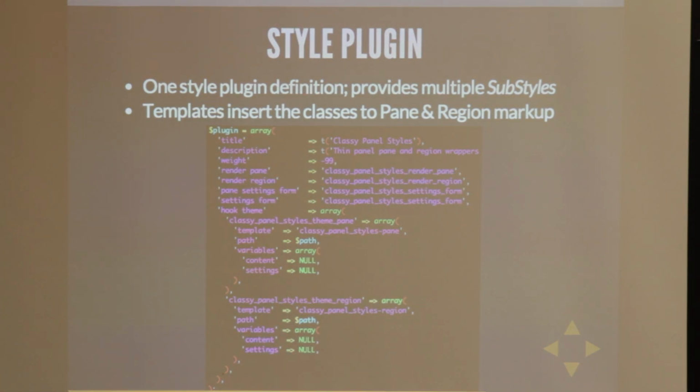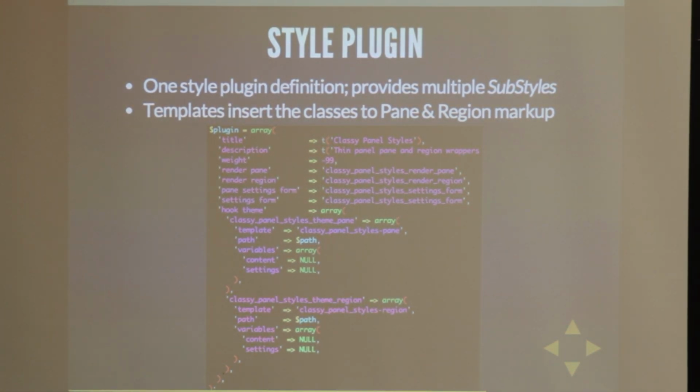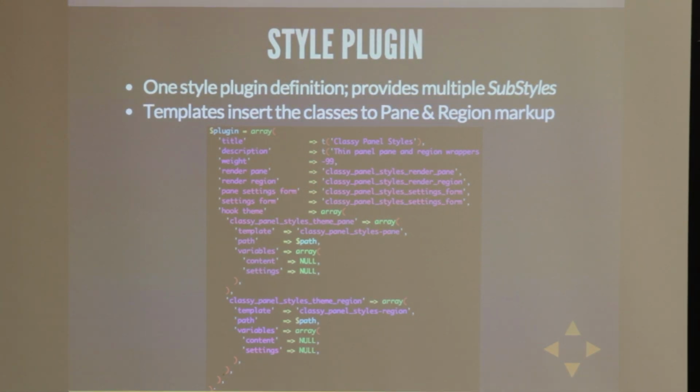This is what a style plugin looks like. So if you were a themer and needed to create a new style plugin for your editors to use, this is what you would have had to do. You have to write an include file, define the plugin, and then write the corresponding functions and settings forms to go along with that. So that's all taken care of.